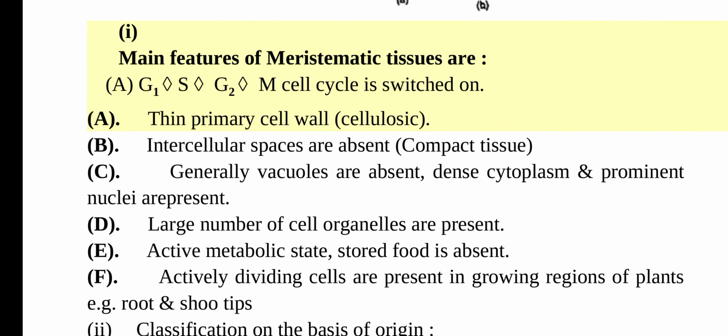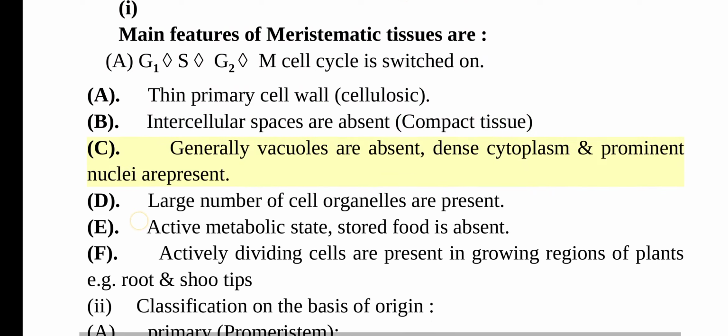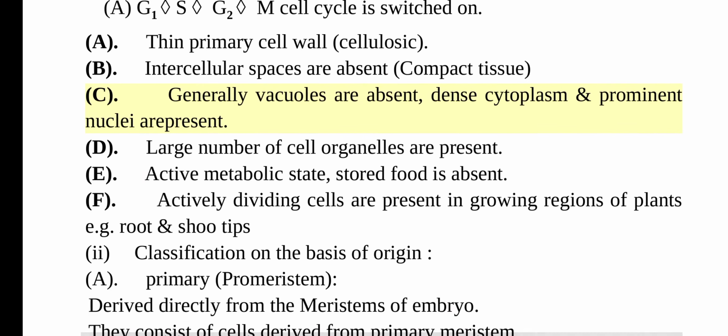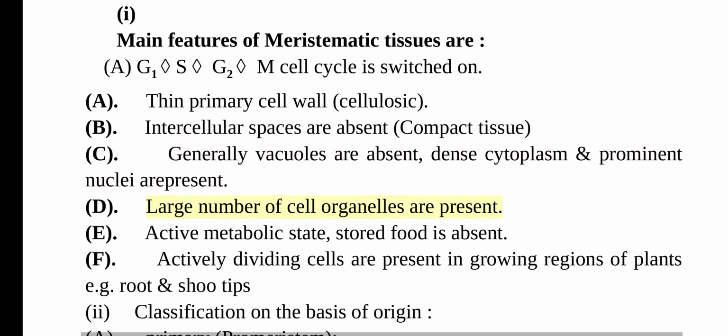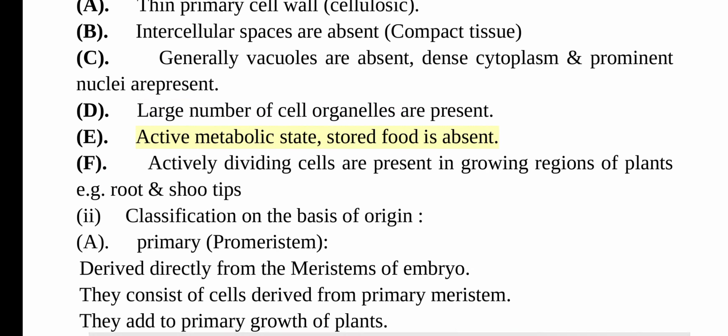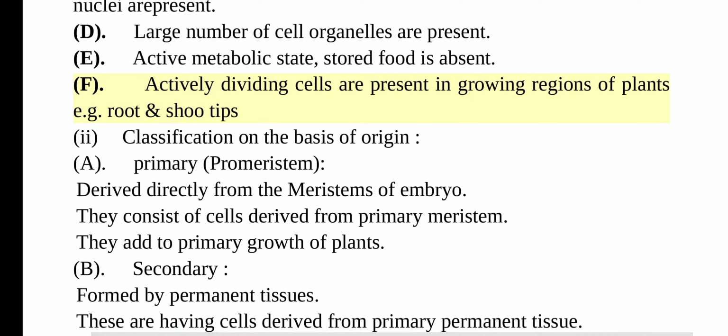A. Cell cycle is switched on: G1, S, G2, M. B. Thin primary cell wall, cellulosic. C. Intercellular spaces are absent, compact tissue. D. Generally vacuoles are absent, dense cytoplasm and prominent nuclei are present. E. Large number of cell organelles are present. F. Active metabolic state, stored food is absent. Actively dividing cells are present in growing regions of plants, e.g. root and shoot tips.